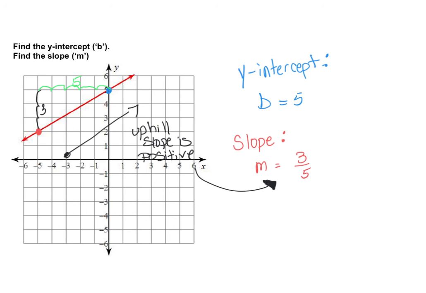So your answer to the y-intercept is b equals 5, because that's where it's crossing the y-axis, noted by the blue point, and the slope is 3 over 5. This fraction is positive because we are going uphill, so positive slope, and we counted rise over run. We started at the point -5, 2, and we counted up 3 and to the right 5.